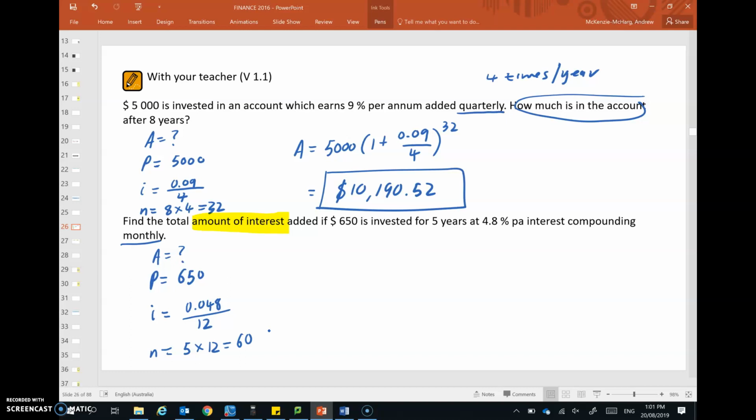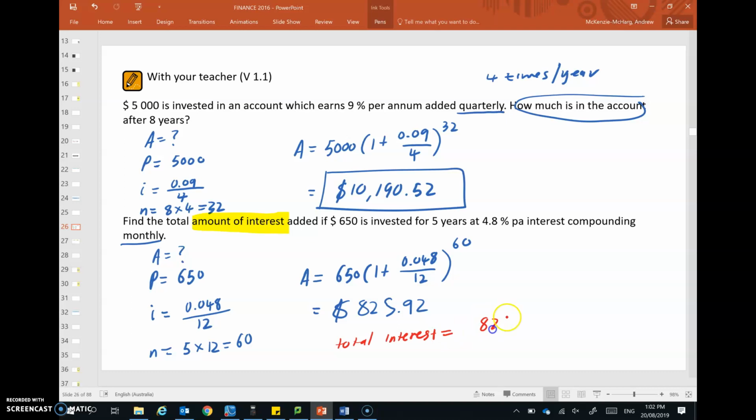Okay, so let's go ahead and do the calculation. A equals 650 times (1 plus 0.048 over 12) to the power of 60, which gives us a grand total of $825.92. So just putting it in the calculator in a similar fashion as before. Now we're asked the amount of interest, so we need to subtract from this the principal.